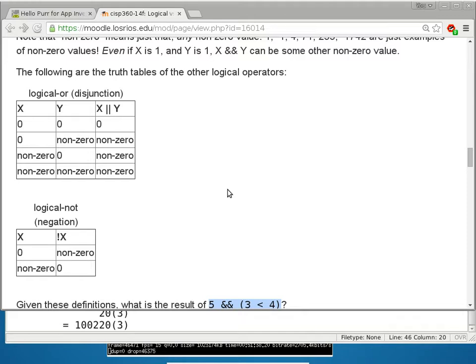Why is it not 5? It can be 5, but it's not limited to 5 because it can be any non-zero value. So 5 and 3 is less than 4 can give you a value of -14, which has nothing to do with these numbers. Are we doing okay so far with the concept of 0 versus non-zero? Okay.